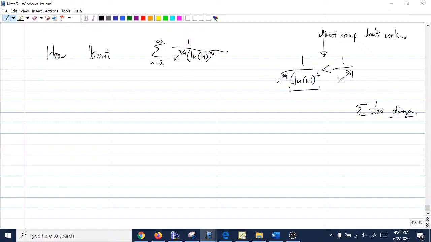Can I try limit comparison instead? Well, I just said that this thing goes to infinity, so the left-hand side is still materially smaller than the right-hand side, so limit comparison won't work with 1 over n to the 3/4. So here's a place where it feels like I'm kind of stuck. I want to take a break for a second and think about, in a little more detail, some of this how big and how small stuff.